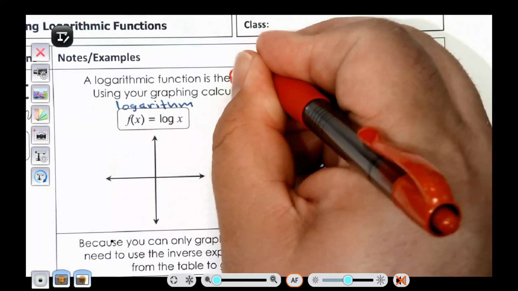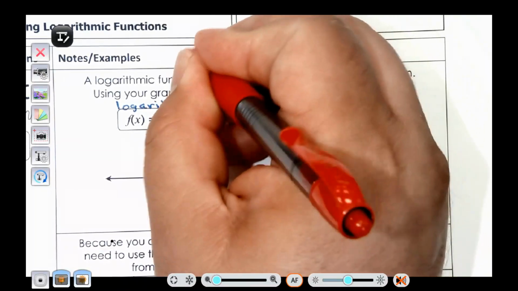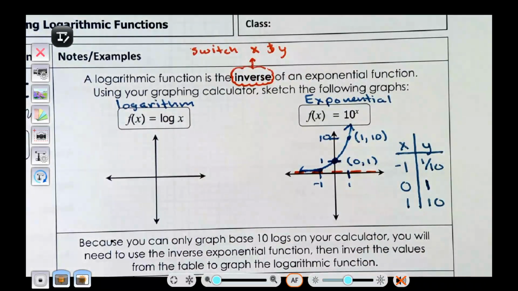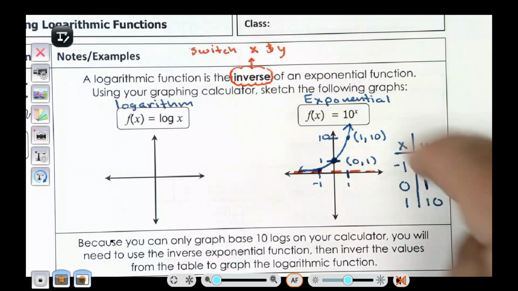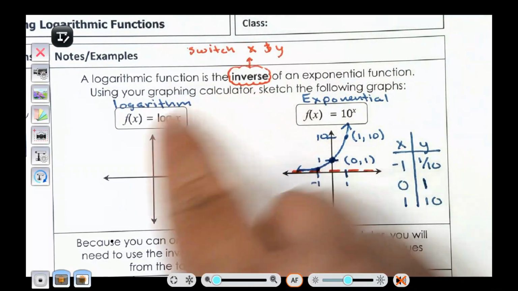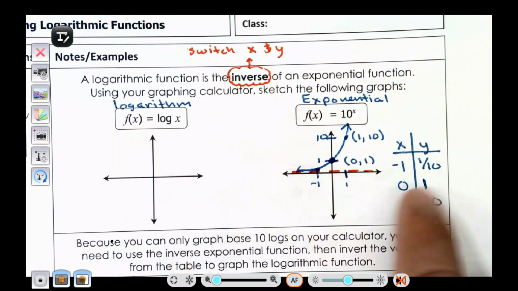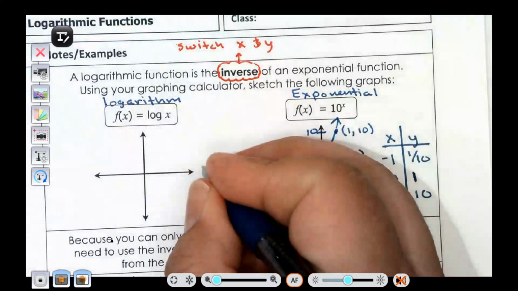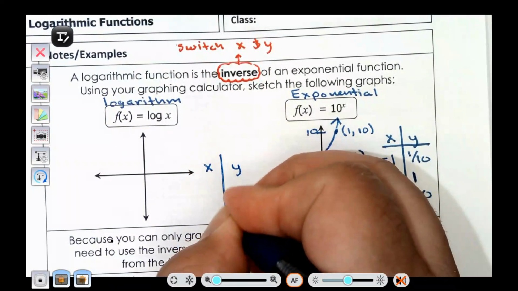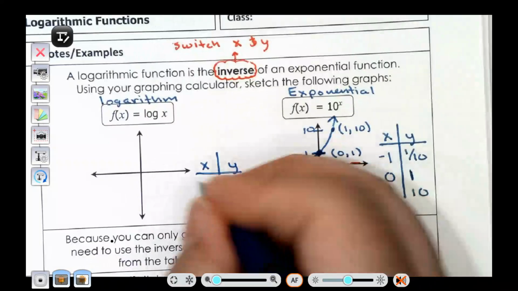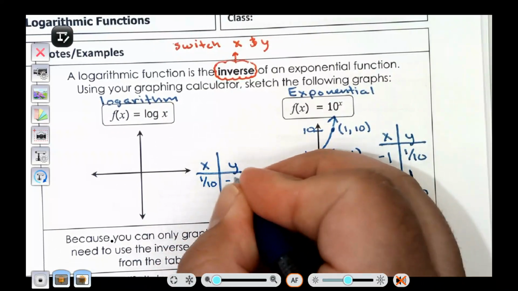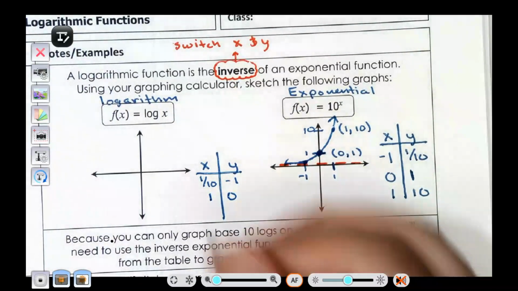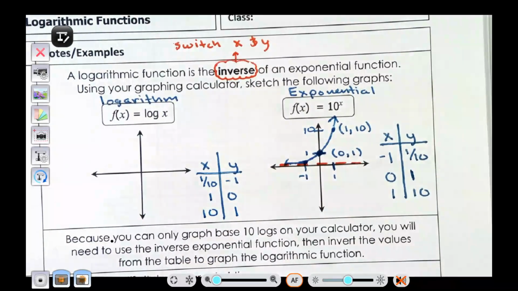And one of the things that we always do when we mention the word inverse is we switch the x and the y. So if we already know how to draw this one, right? We know how to draw exponentials. If a logarithm is just an inverse of that, well, then all I have to do is switch my x's and my y's. So we would say x, y. We said we're going to switch our x's and our y's, so then it's 1 over 10, and then it's -1. Switch my x and my y, so it's 1, 0. Switch my x and my y, and so then it's 10, 1.